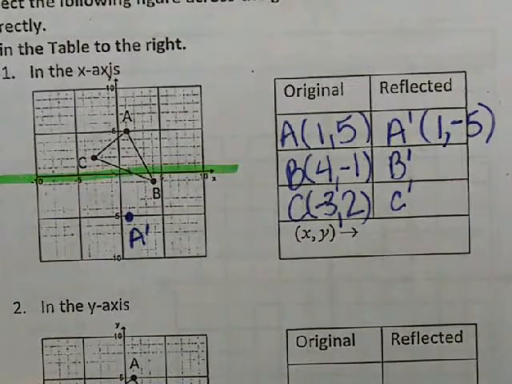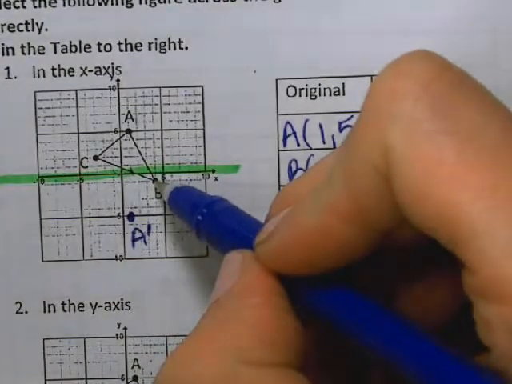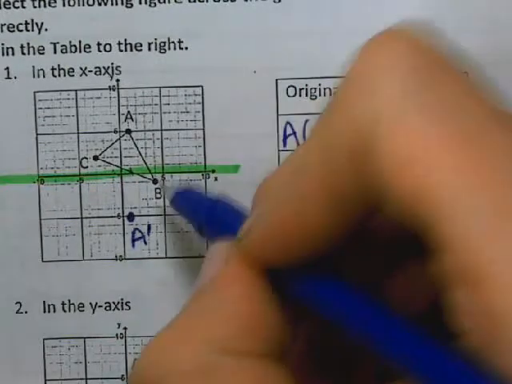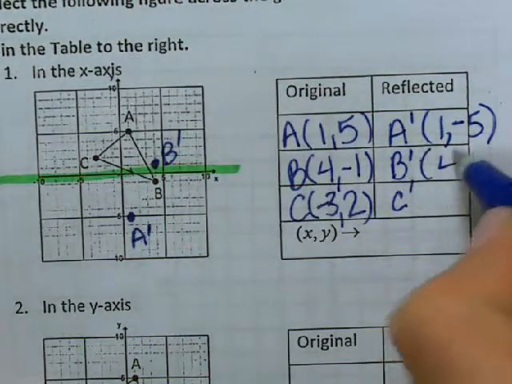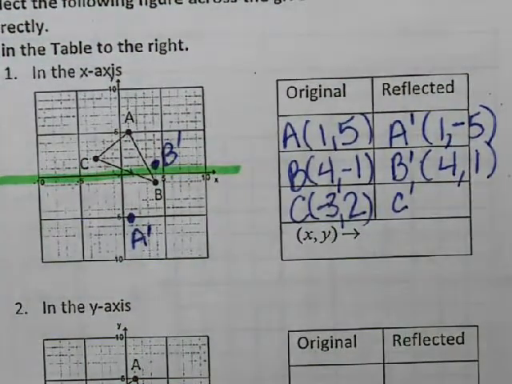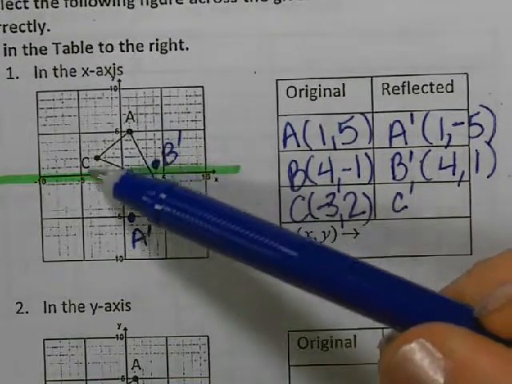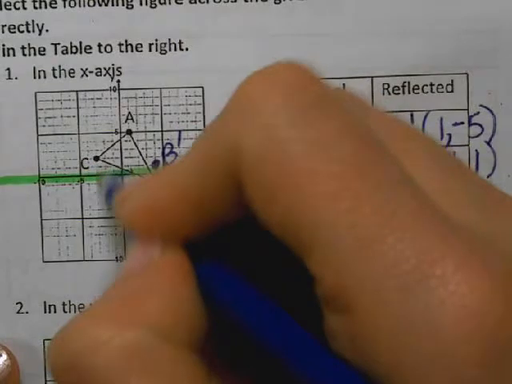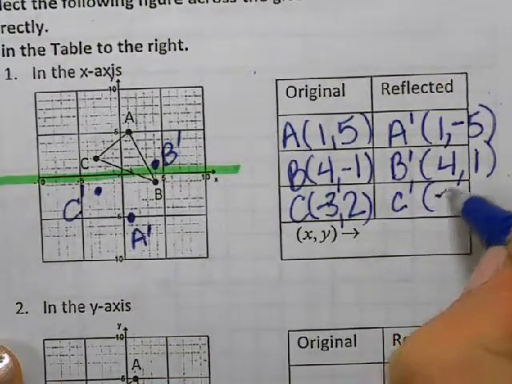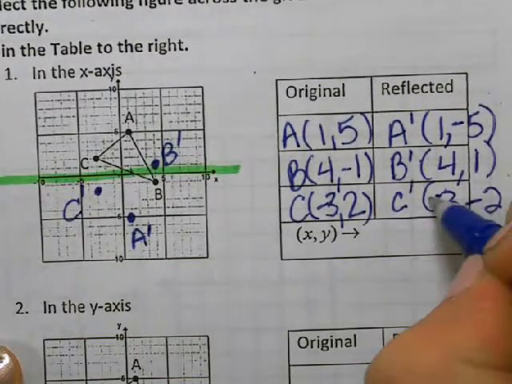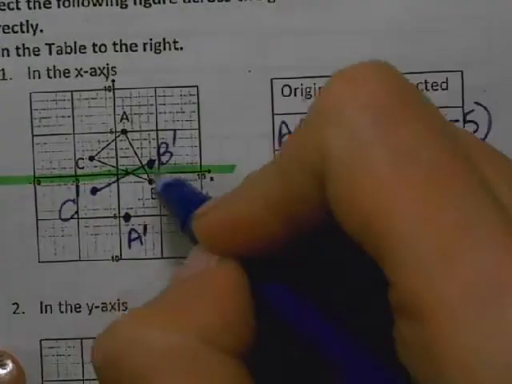Okay. Now let's do B prime. B is below the x-axis, so we're going to reflect it above the x-axis. So it's going to be 4, 1. And that's B prime. Lastly, we've got C prime. It's above the x-axis, so we're going to reflect it to the other side, and we're going to put it below. It was 2 above to start with, now it's 2 below. So negative 3, negative 2. Then you just connect the dots.